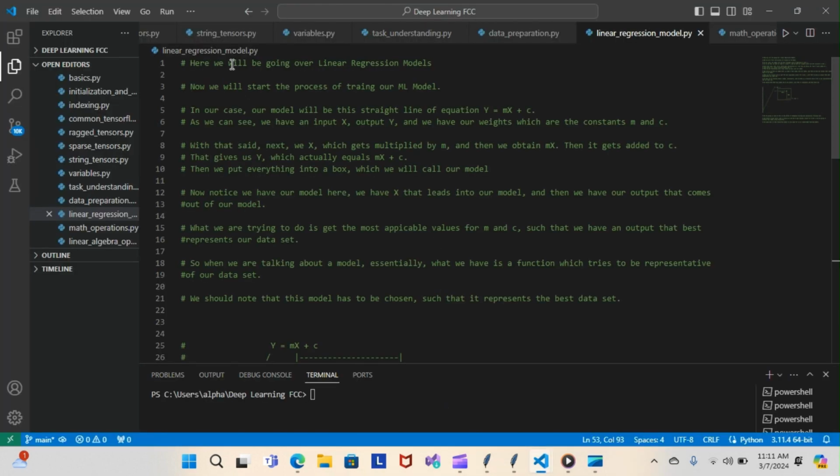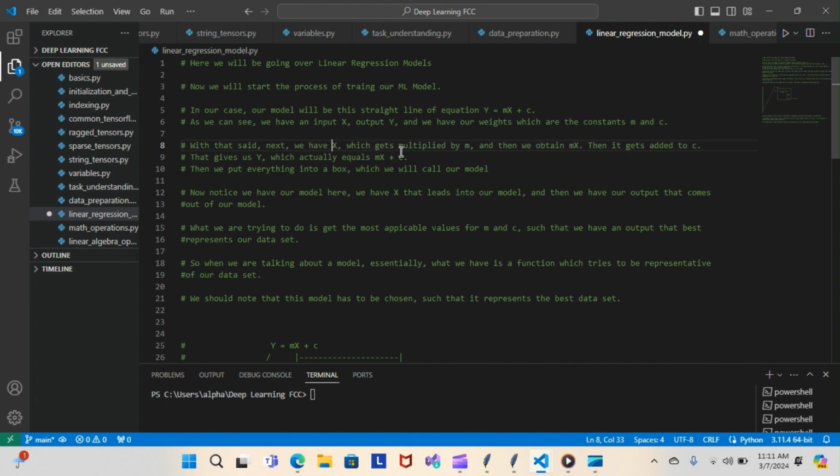And you can see here, we will be going over linear regression models. Now we will start the process of training our ML model. In our case, our model will be this straight line of equation y equals mx plus c. As we can see, we have an input x, output y, and we have our weights, which are the constants m and c.